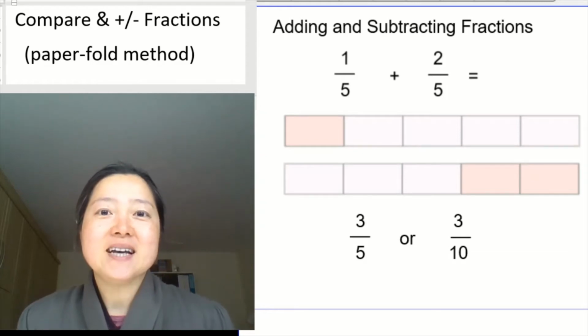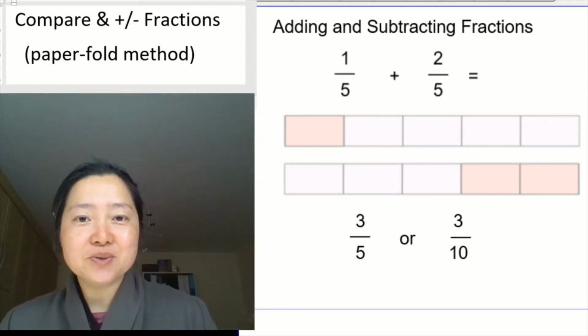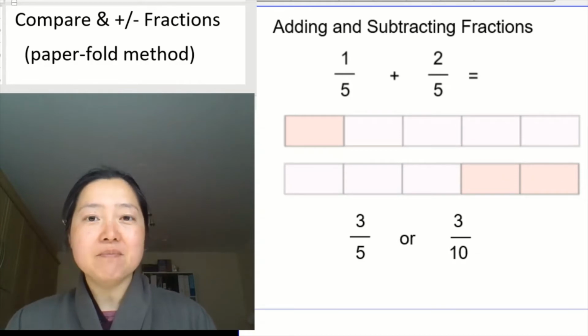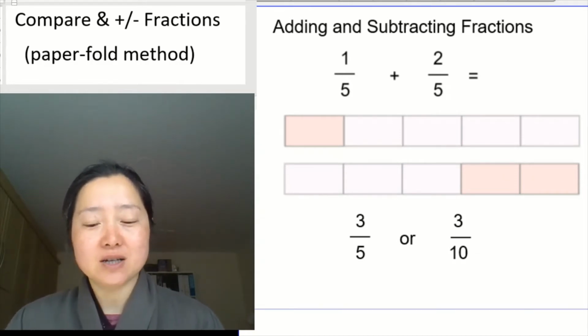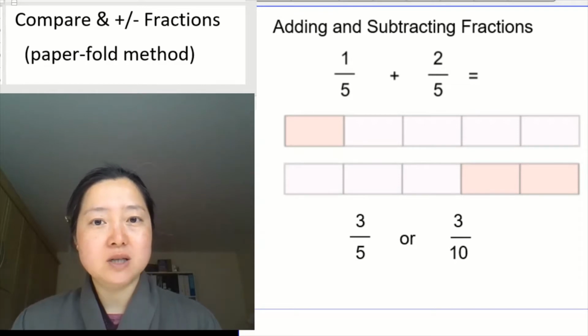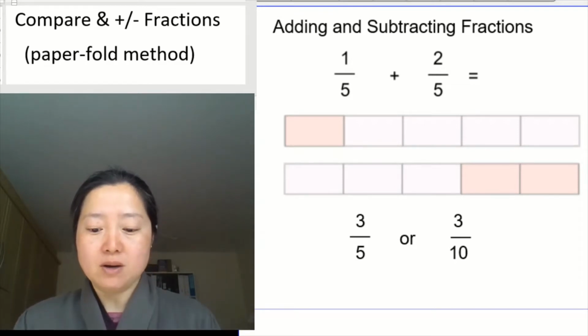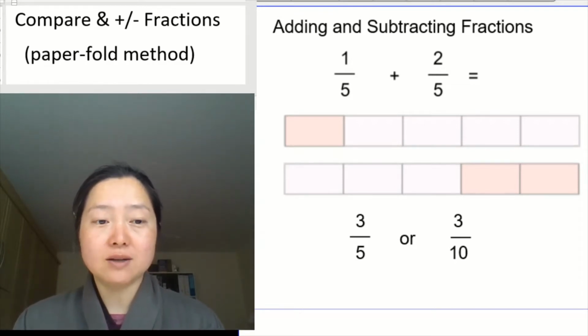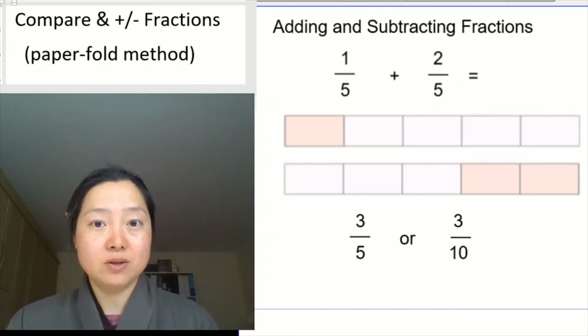Good morning. For this lesson, we're going to look at a very fun method of learning about comparing, adding, and subtracting fractions. You will need some materials, so I'll show you what you need, and then you will need to get ready, pause the video, and come back.